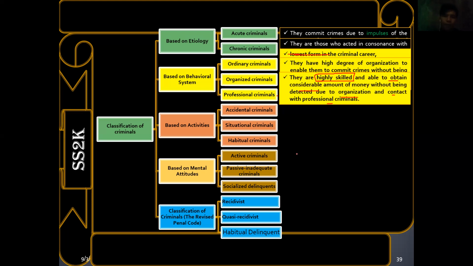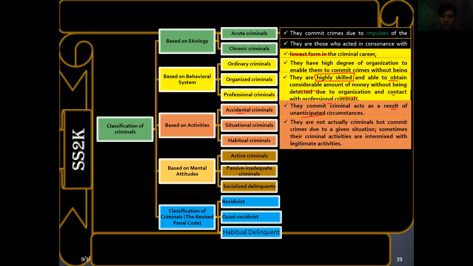Di ba? Then we have classification of criminals based on activities. We have accidental criminals. They commit criminal acts as a result of unanticipated circumstances. Aksidente lamang, no? Dahil sa oportunidad na andun na, kaya po sila nakagawa ng krimen. Then we have situational criminals. They are not actually criminals but commit crimes due to a given situation. Sometimes their criminal activities are intermixed with legitimate activities.